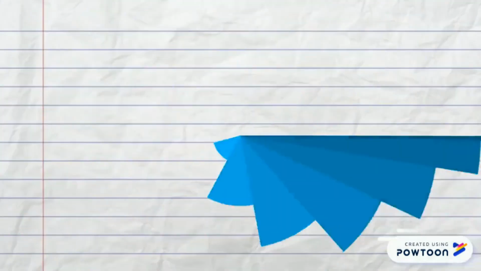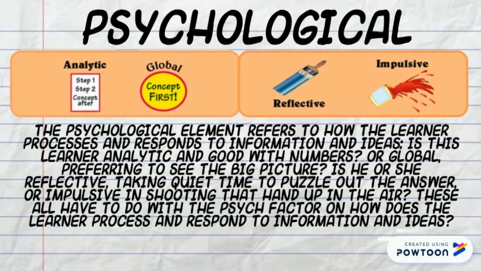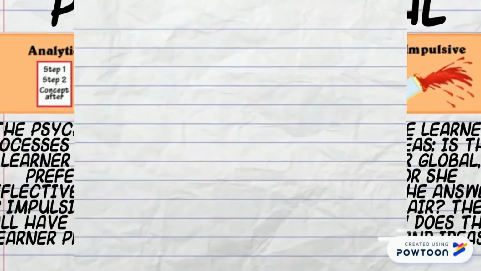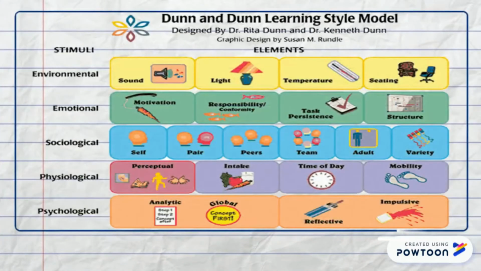The last one is psychological. The psychological elements refer to how the learner processes and responds to information and ideas. Is this learner analytic and good with numbers? Or global, preferring to see the big picture? Is he or she reflective, taking quiet time to puzzle out the answer? Or impulsive, shooting that hand up in the air? These all have to do with the psych factor, on how the learner processes and responds to information and ideas. And that is the Dunn and Dunn learning styles.